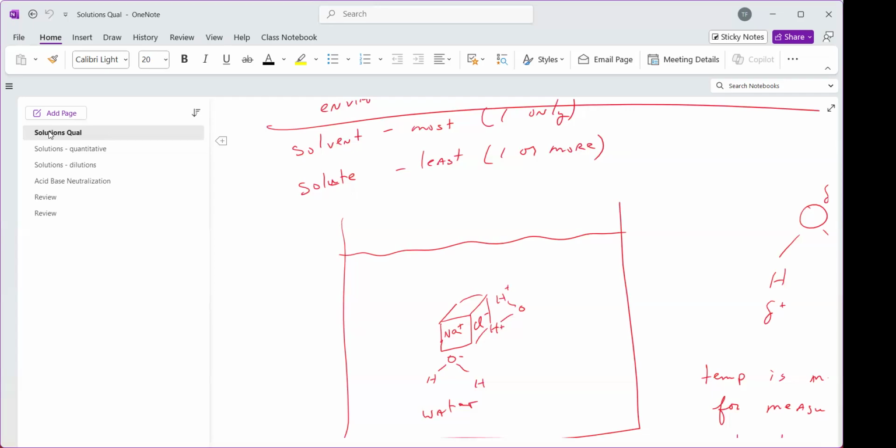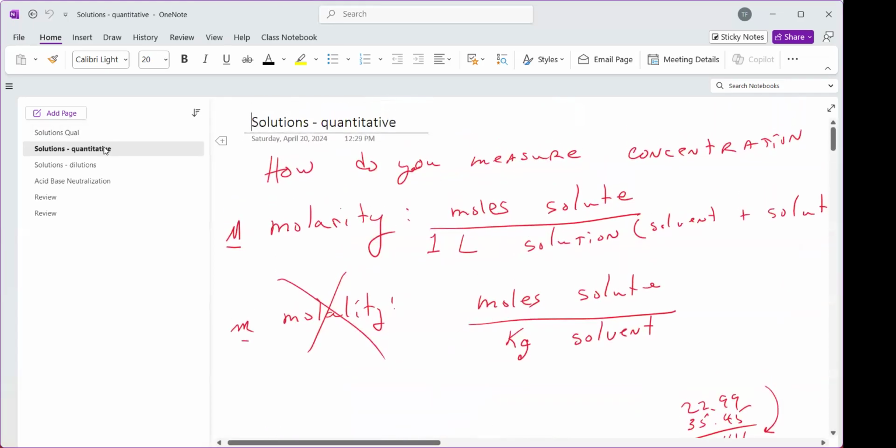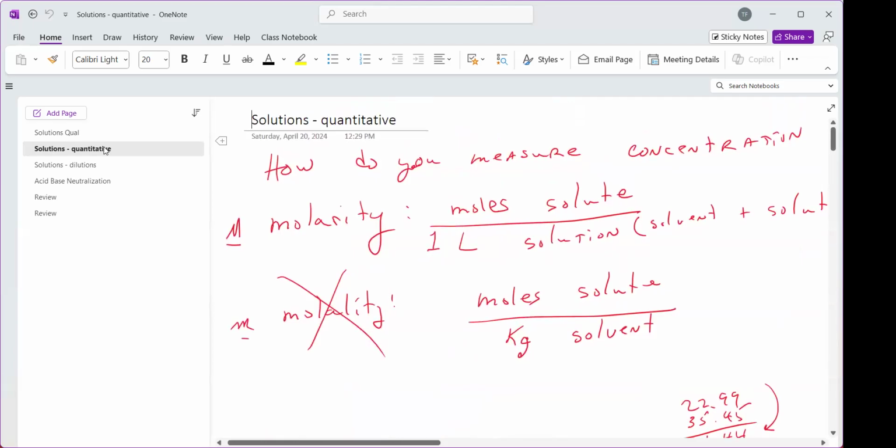Now let's look at the quantitative aspect. When we talk about solutions, some solutions are very strong, very concentrated, and other ones are really weak. So we need a way of quantifying that, and that's done via moles per liter. And when we say moles per liter, we're talking about solvent plus solute liters, which are wet, not gaseous.